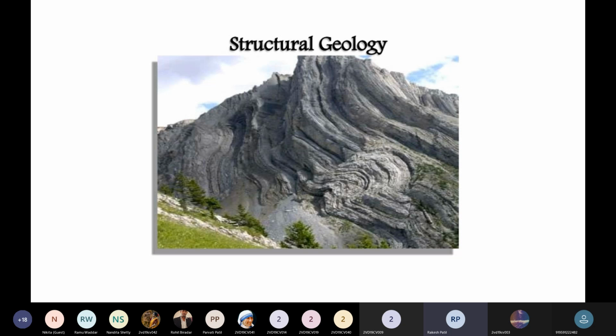Then strain is defined as a change in the dimension of rocks due to force or pressure. It is also called deformation of rocks. In strain, we have three types of development, that is brittle, ductile, and fracture.